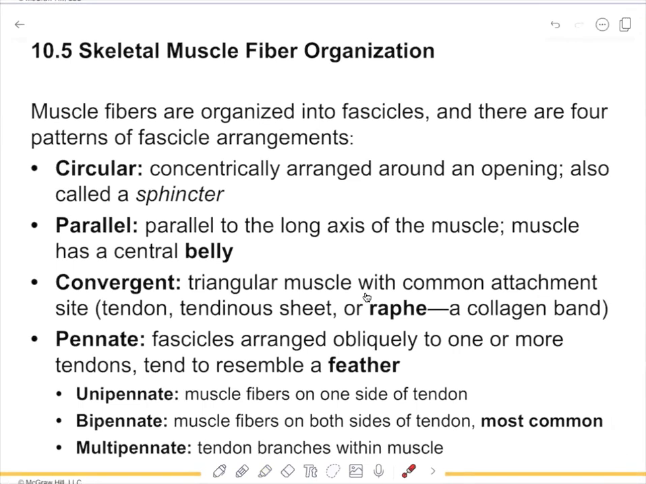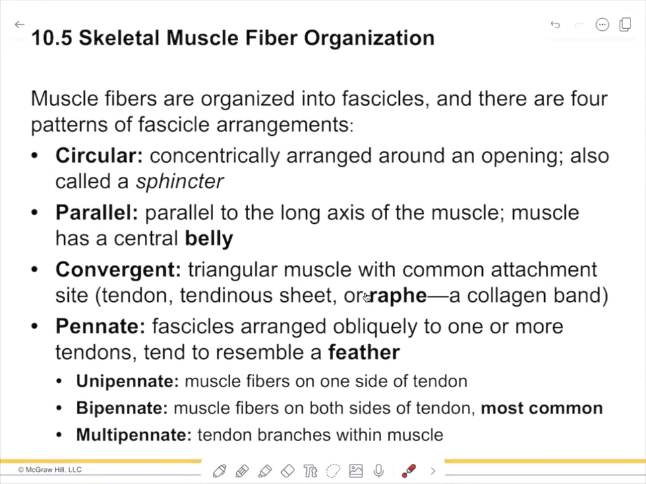And there's several different characteristics that you should know. And we name muscles based on the pattern of the fascicle arrangement, one of which is circular, and this could refer to sphincters. One example would be the muscle that is often used to close the eye, called the orbicularis oculi. Another example would be if all of the fascicles run parallel to the long axis of the muscle, and the muscle has what's called a central belly.